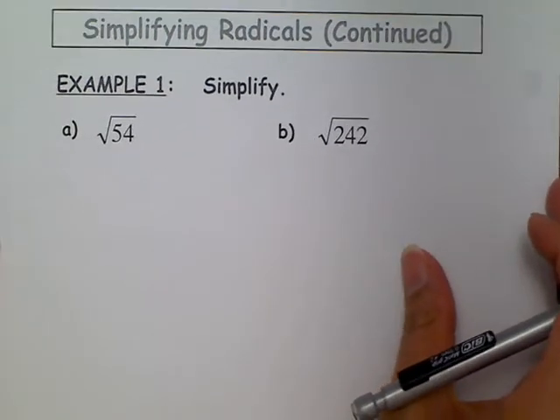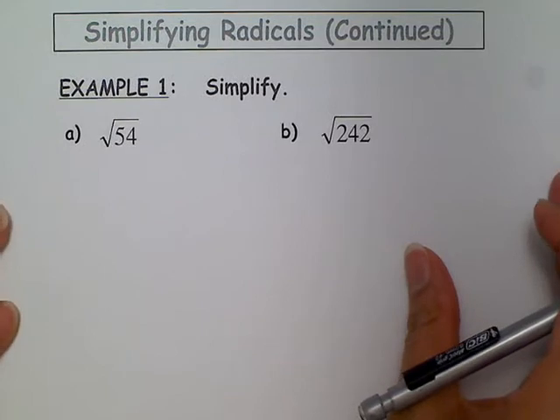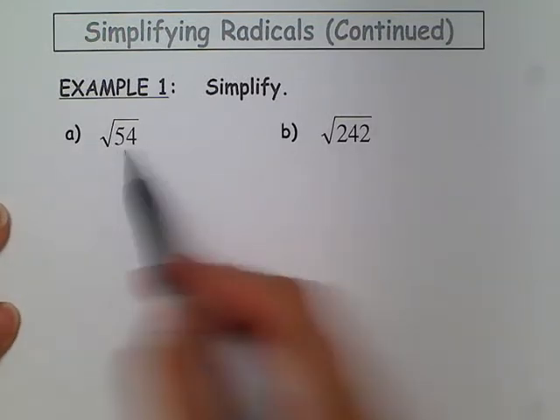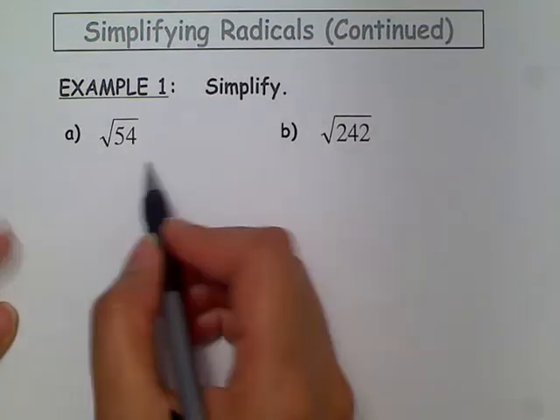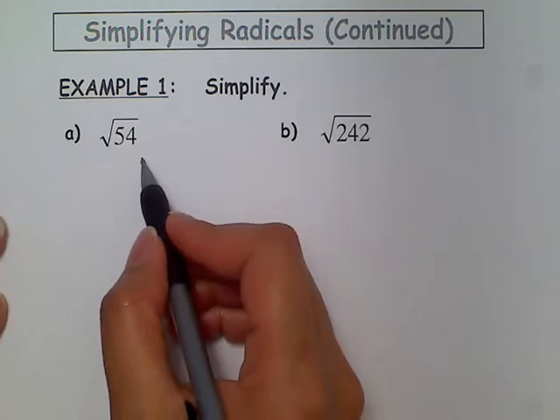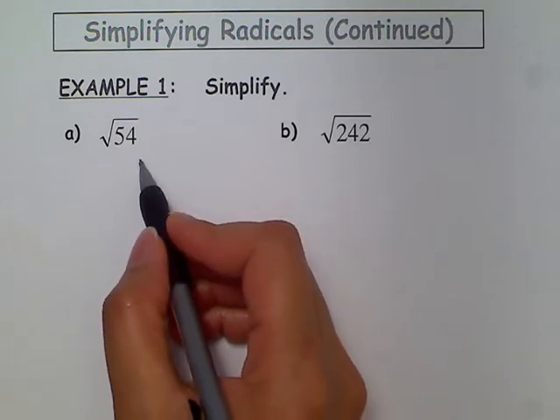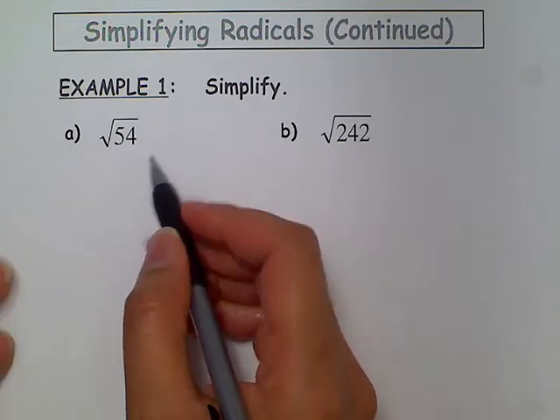Okay, here's a couple of examples for us to just practice simplifying radicals. So in this case, all we're doing is we're trying to rewrite this so that it's a mixed radical instead of an entire radical. Okay, so we want to rewrite this as a perfect square factor and another factor. It doesn't really matter what the other factor is.